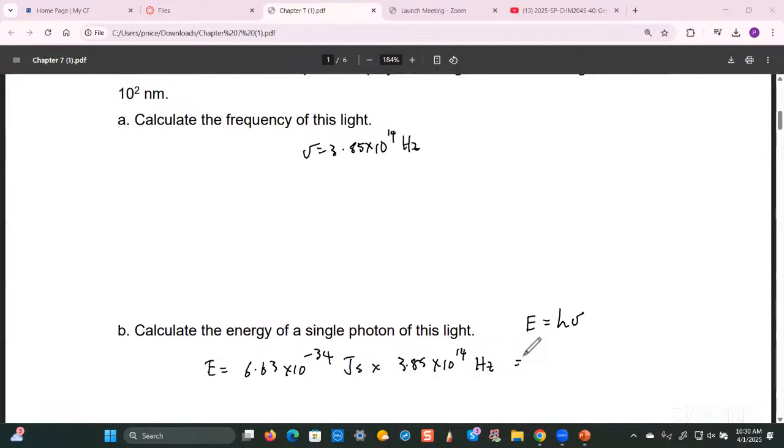Okay, so according to my calculations, this is equal to 2.55 times 10 to the minus 19. And the units here will be joules, because the hertz will cancel out with the second, because remember, hertz is the same thing as second to the minus one, right? Okay, so that's basically how the B part is done.